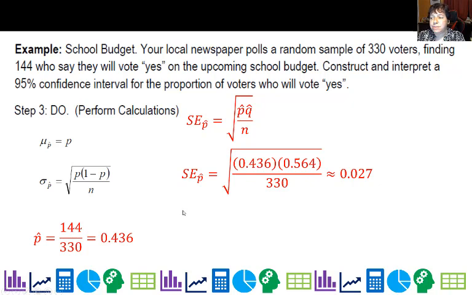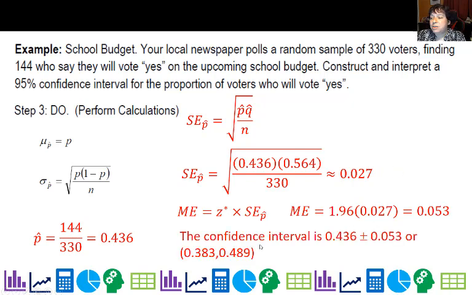Then my margin of error is my critical value times my standard error. Now, I've told you it's worth memorizing for a 95% confidence interval. Do you remember what it was? It's 1.96. So I'm going to take that 1.96, a number you're going to see a lot, and multiply it by 0.027. And that gives me 0.053. So my confidence interval is 0.436, my statistic, plus or minus my margin of error. And then I can go ahead and calculate my low value and my high value.